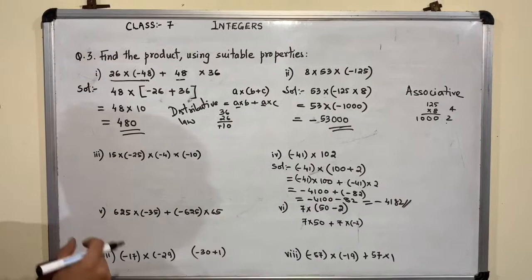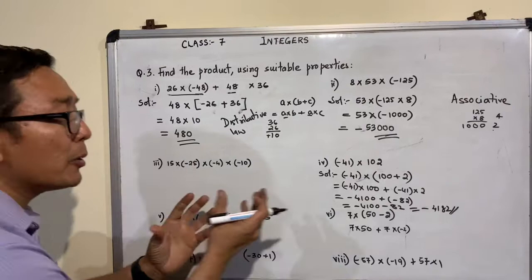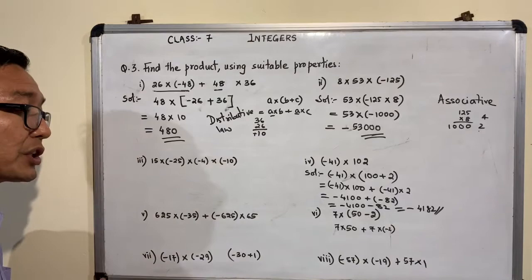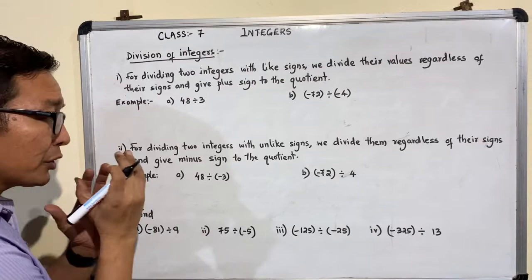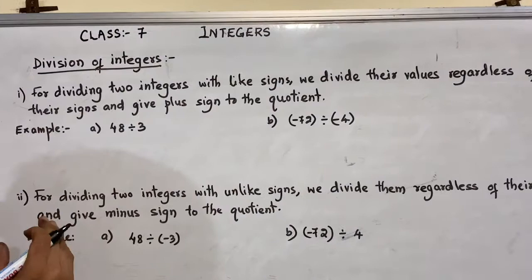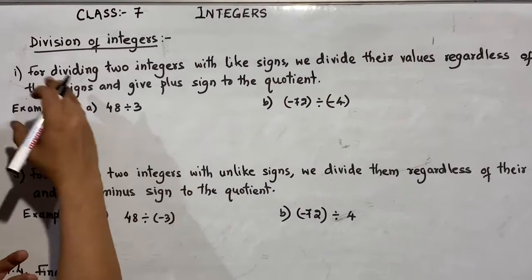So the properties are very simple to work with. Next, division of integers. Division is related to the multiplicative inverse, right? So division of integers works like the multiplication of integers.